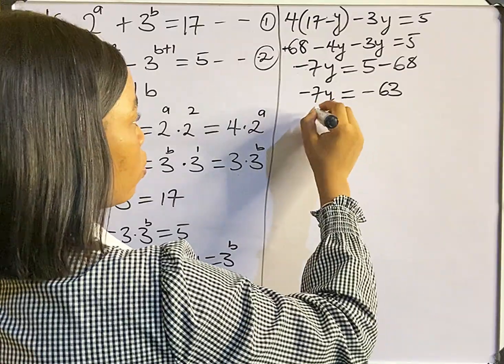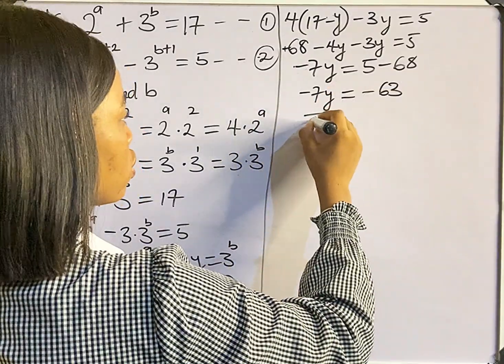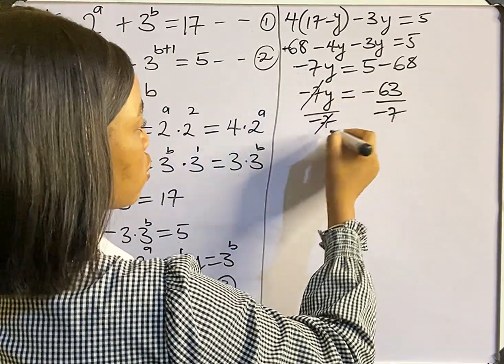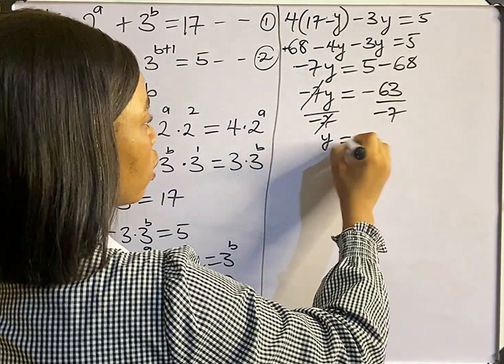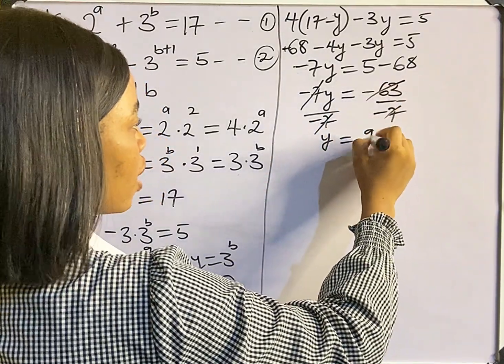Now we are looking for y, so we divide both sides by minus 7 for y to stand alone. So divide both sides by minus 7. Minus 7 cancels minus 7. We're left with y equals, now minus 63 divided by minus 7, that's 9.